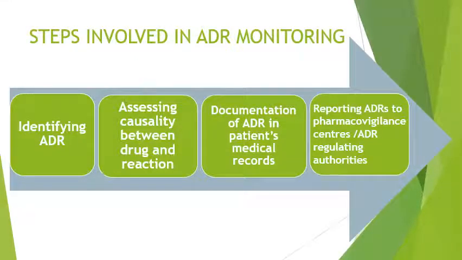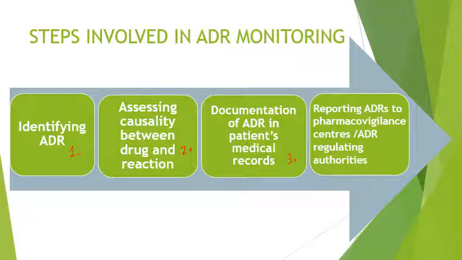Now to talk about the steps which are involved in ADR monitoring, there are generally 4 steps. The first step is to identify an ADR. It is the responsibility of the professional who is present to have the ability to identify and differentiate between other reactions and an ADR. After identifying an ADR, it is his responsibility to assess the cause between the drug and the reaction. If the cause has been established, then he can move on to the next step, that is the documentation of ADR in the patient's medical records and files.